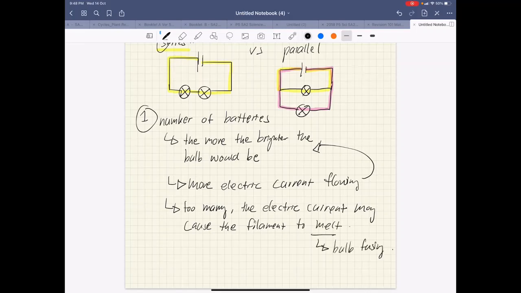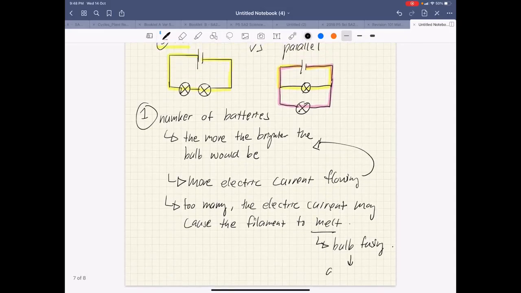We talked about this earlier. When this happens, it introduces a gap in the circuit, and we say that the circuit is incomplete. Because of that, electric current can no longer flow. What's the outcome? The bulb will not light up. Just take note of that.